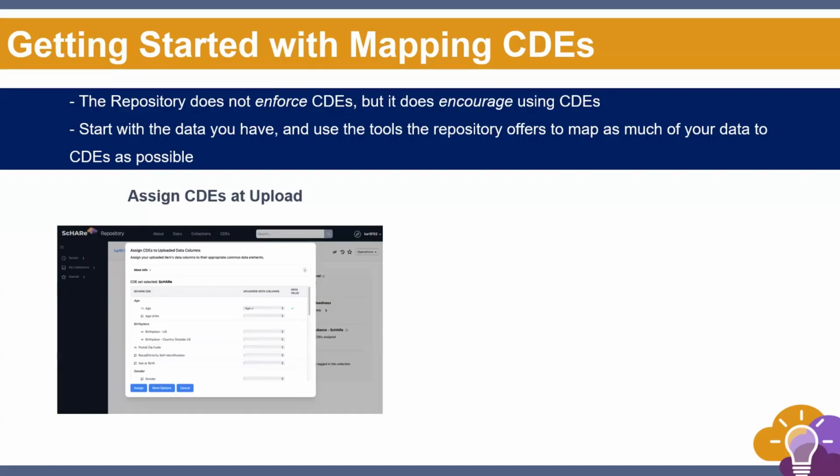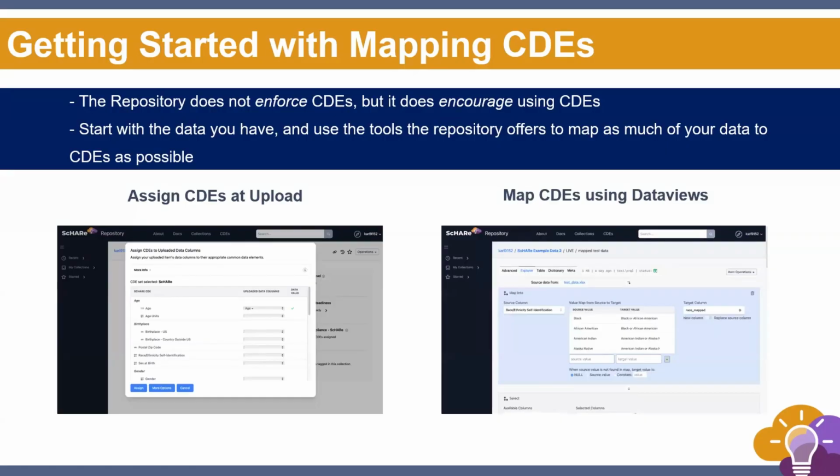That's my first option. But the other option is, if my data doesn't align with the CDs, if there's something different, I can also map CDs manually after uploading data. So first, I'm going to use the first option.